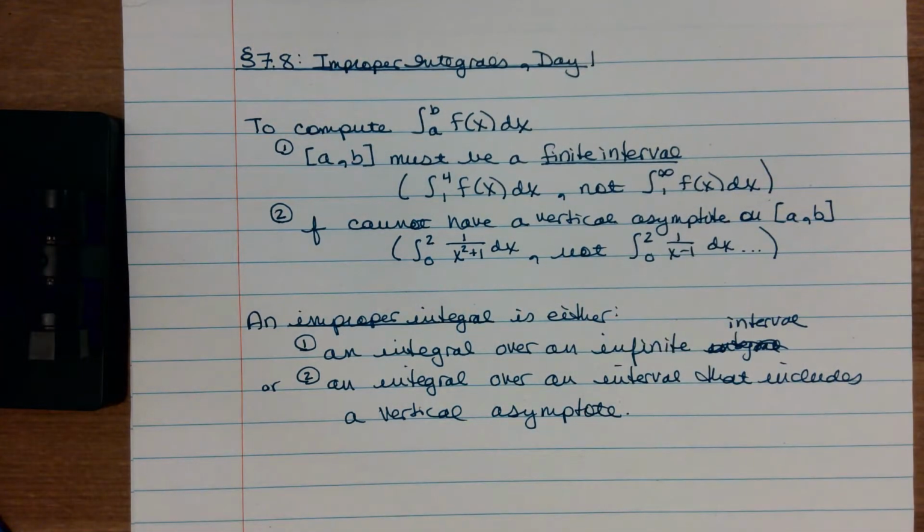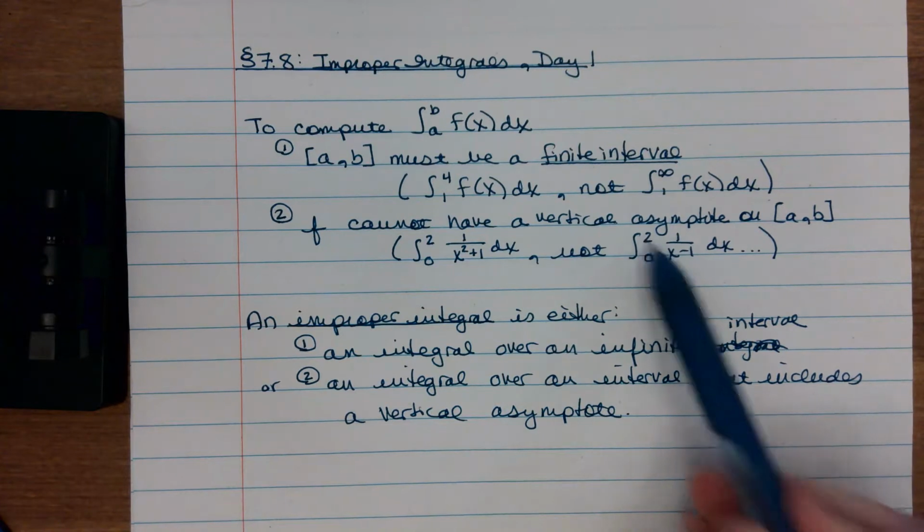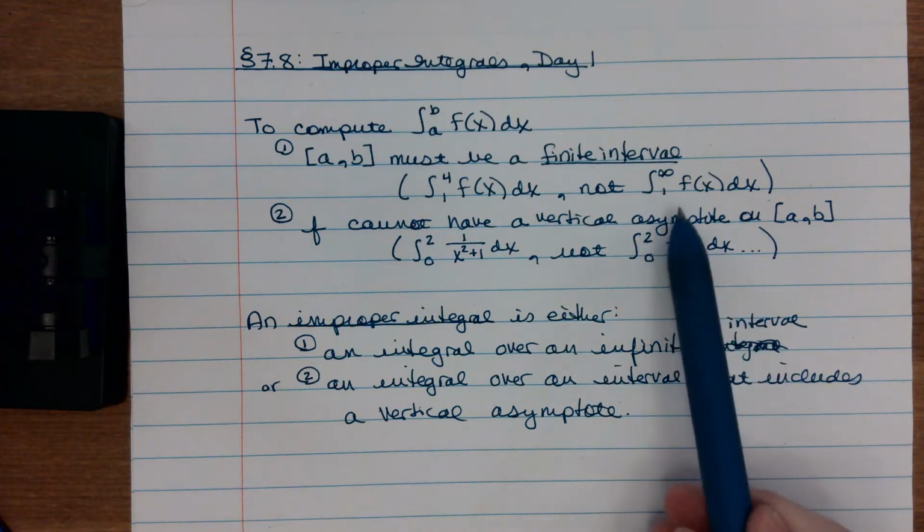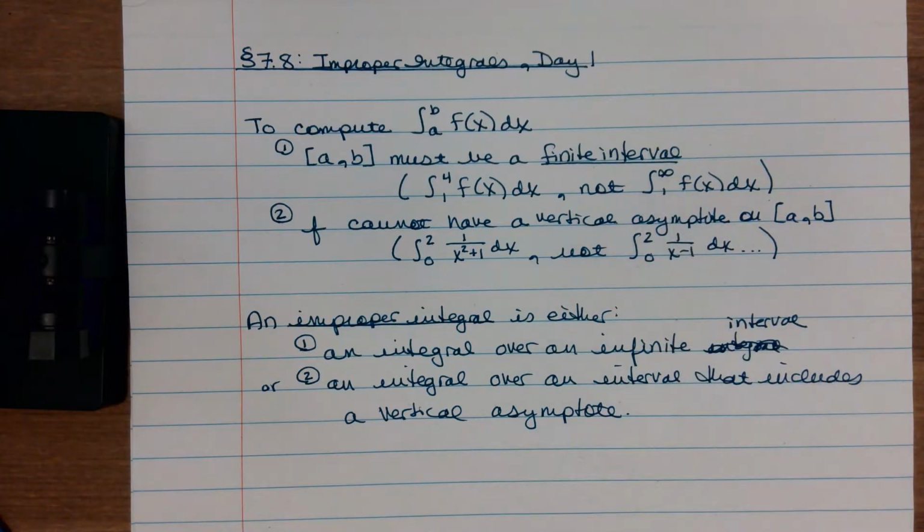Technically, an improper integral can also include both of these things at the same time: it can be over an infinite interval, 0 to infinity, with a vertical asymptote in there. Not right now. Today, we're going to see how to deal with what happens if our interval is infinite. So how do we integrate from 1 to infinity? Next time, we'll deal with what happens if we try to integrate up to a vertical asymptote or over a vertical asymptote.